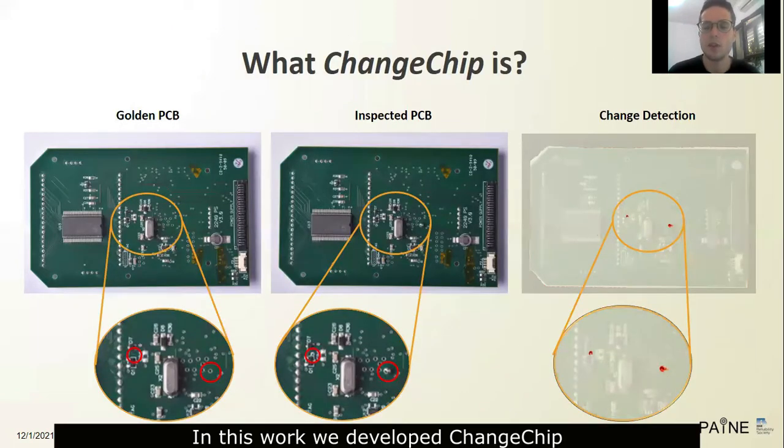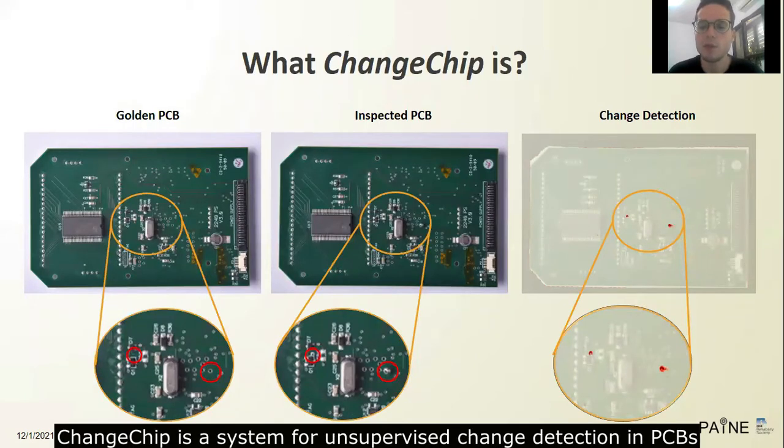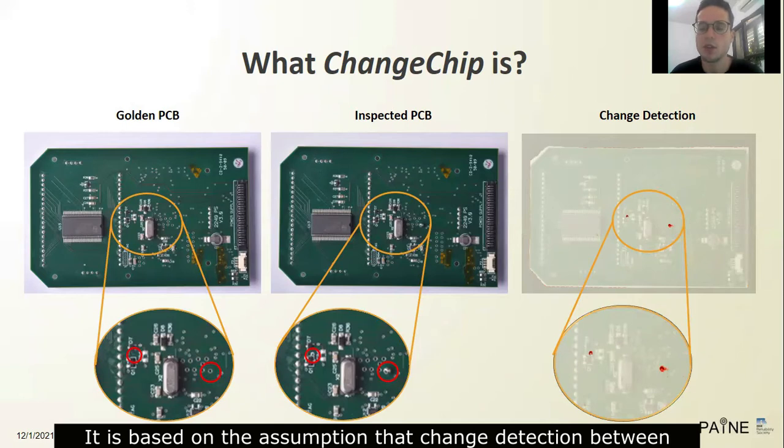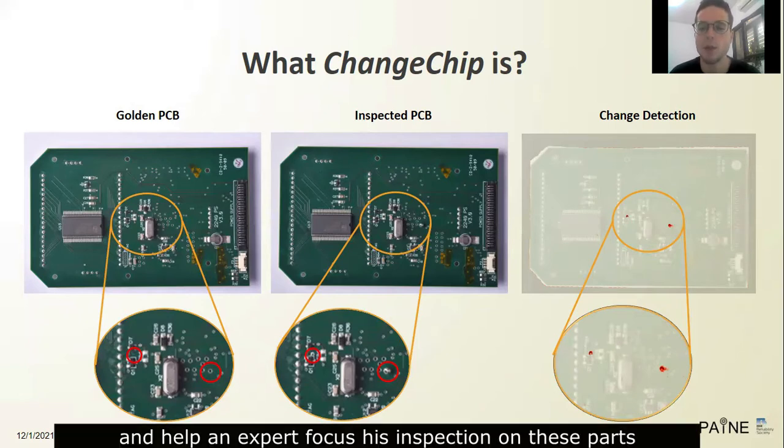In this work, we developed ChangeChip. ChangeChip is a system for unsupervised change detection in PCBs. It is based on the assumption that change detection between an inspected PCB and a golden PCB can reveal its defects and help an expert focus his inspection on these parts. ChangeChip is robust to changes in imaging setting by trying to cancel false positive changes that are created by the imaging environment.